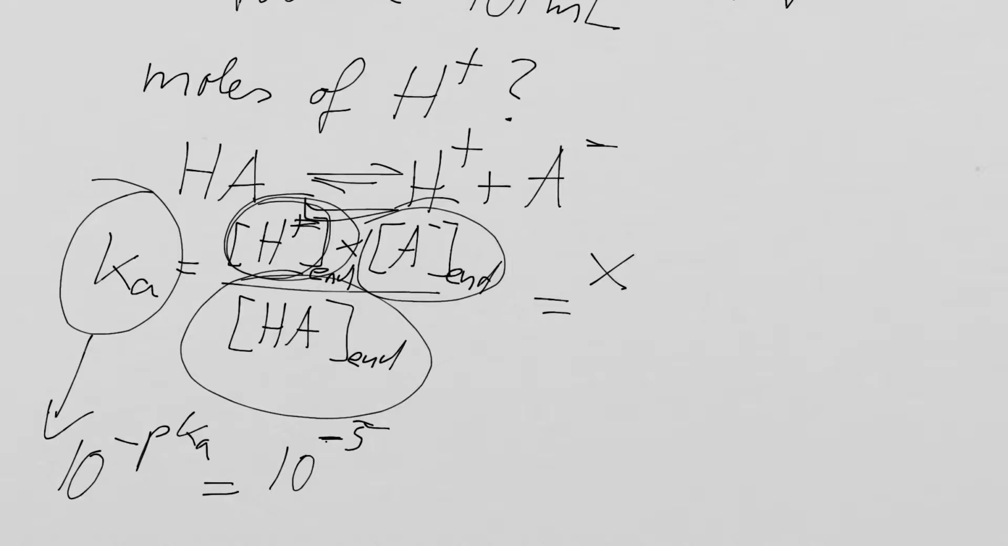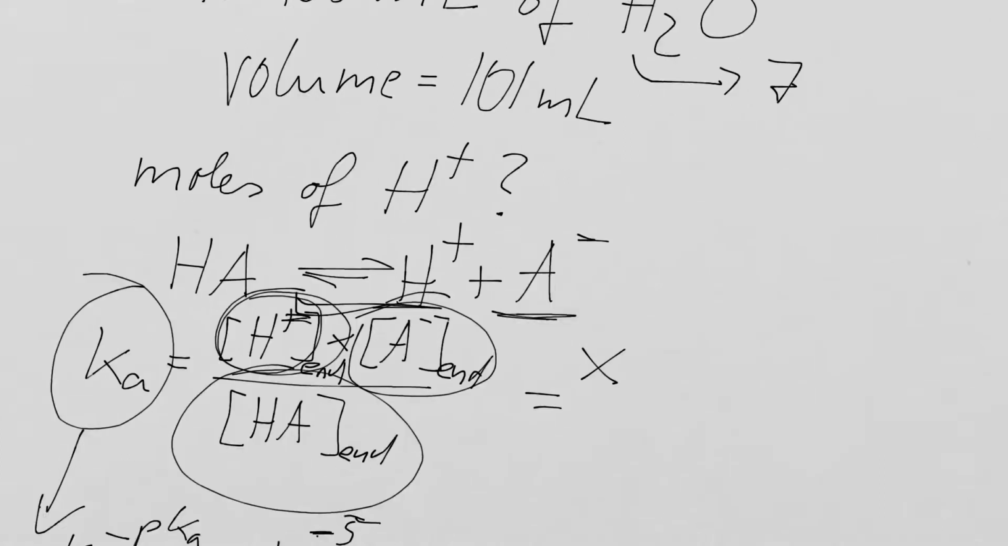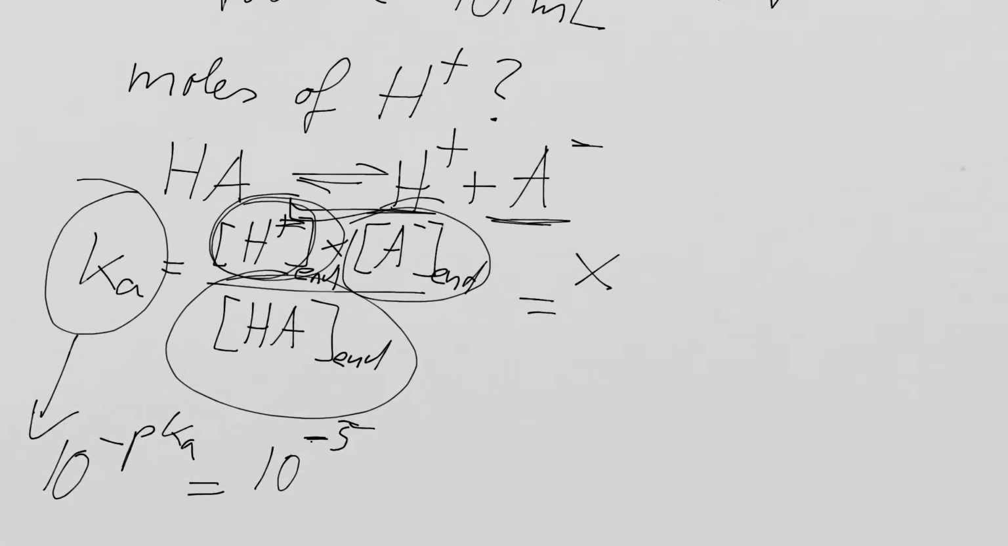What is X? What is our A minus concentration? It is the same as H plus, exactly. Why? Because for every H plus we get 1 A minus, don't we? So we get X times X, which is X squared. Getting there.